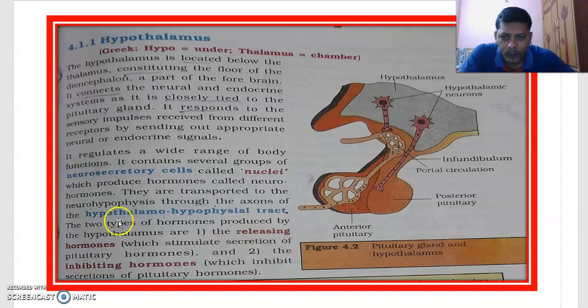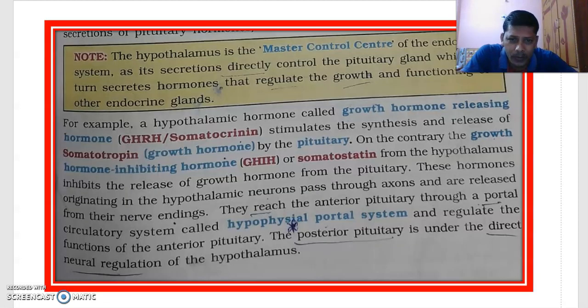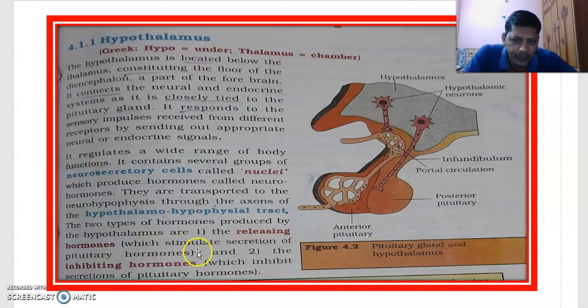Hypothalamo-hypophyseal tract. The two types of hormones produced by the hypothalamus, as I told you in the previous parts also, are releasing hormones and inhibiting hormones. What are they? Releasing hormones and inhibiting hormones.